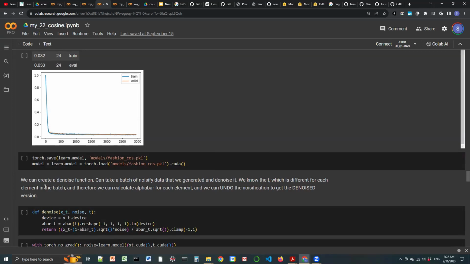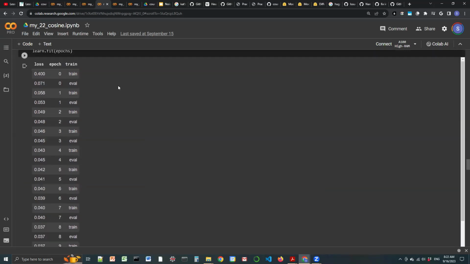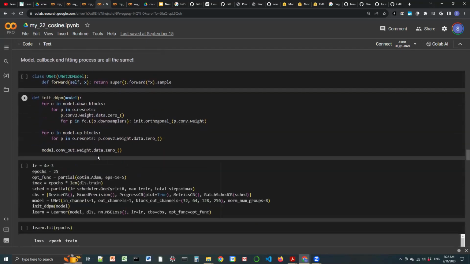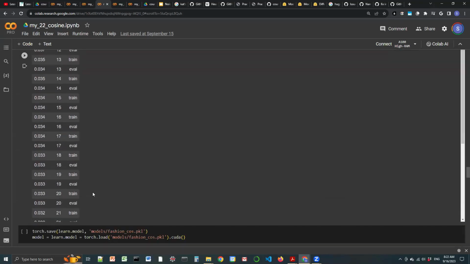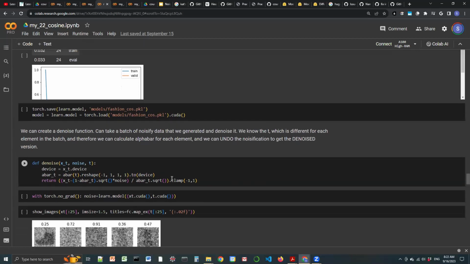Now we know T, which is different for each element in the batch, right? Because each element has a different percentage that it's been through, as we saw here. Some elements are 5%, some are 60, some are 35, some are 30, and so on. Then you try to denoisify the image, and you just write the inverse equations to denoisify.